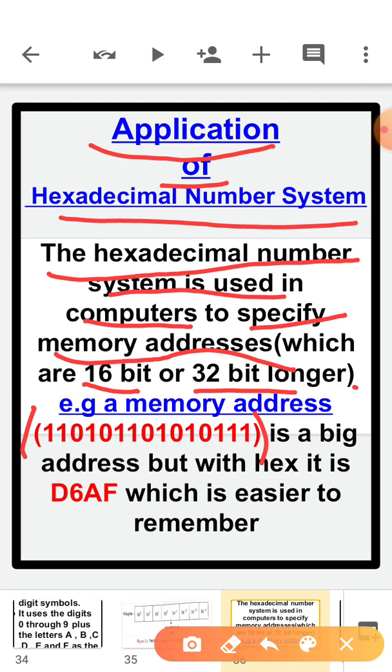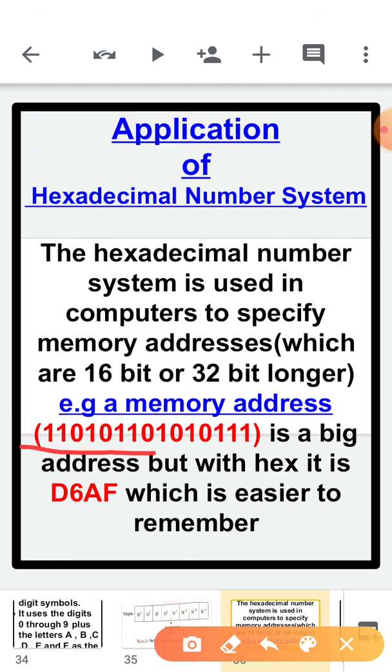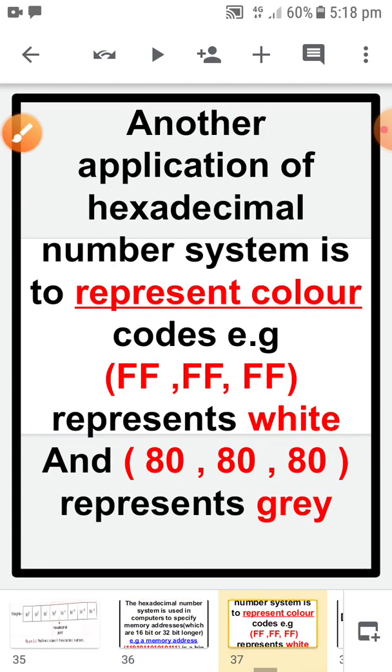That is why instead of that big combination of binary form, we can use the hex number system, that is easier to understand. So instead of this big binary number to learn as a memory address, we can convert it into the hex number system that is easy to understand. Like D6A5 is easy to understand in comparison to this 11010101010111.